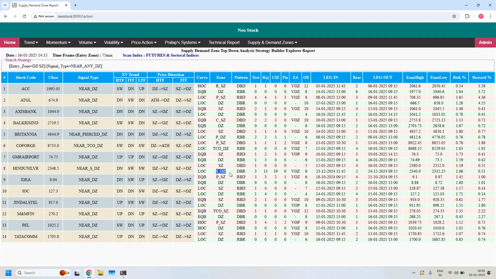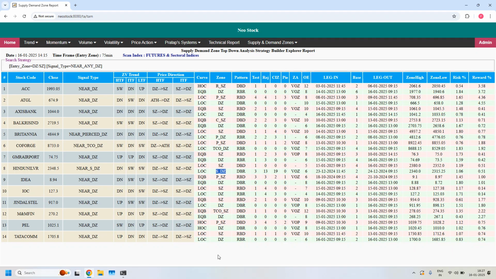Hindustan Unilever, HUL. It is already tested 3 times. 13 rejections from this zone. Very interesting. That's it. We have only one daily high liquidity, we have only one 75 minutes high liquidity demand zone from this list.